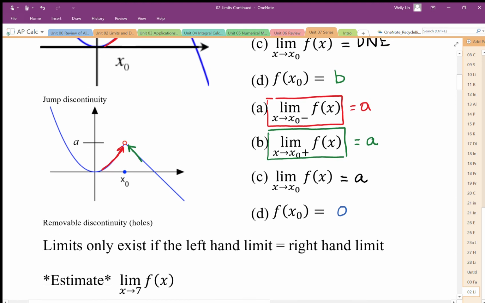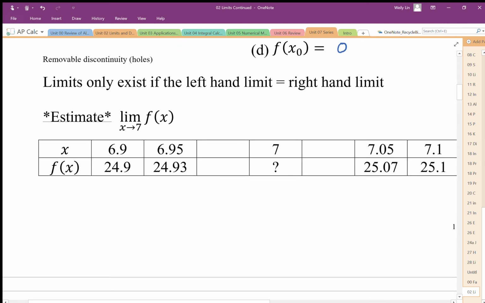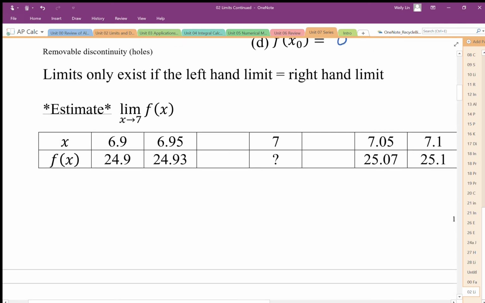So we say that the limit only exists if the left and right hand limits are both equal. In this case here, C, the limit exists because the left and right hand side limits are both equivalent. So we need to make sure that we understand how to do it with graphs, with tables as well. If we take a look at this table, as x approaches 7 from the left hand side, let's put some more values in here.